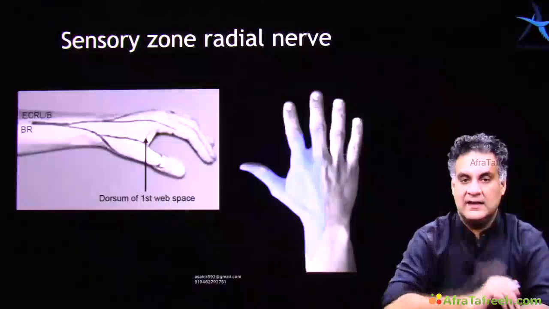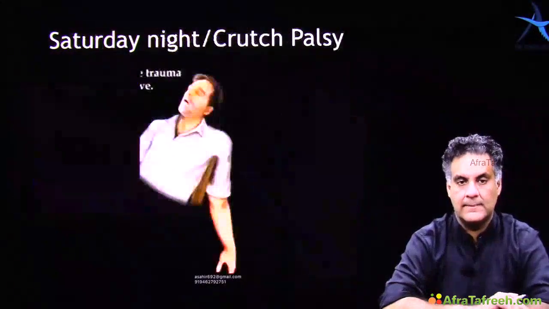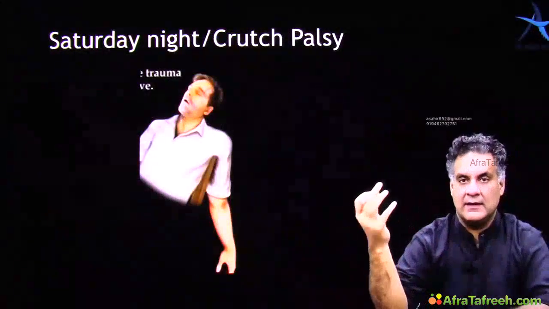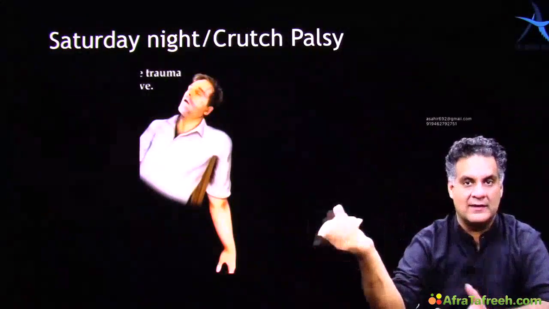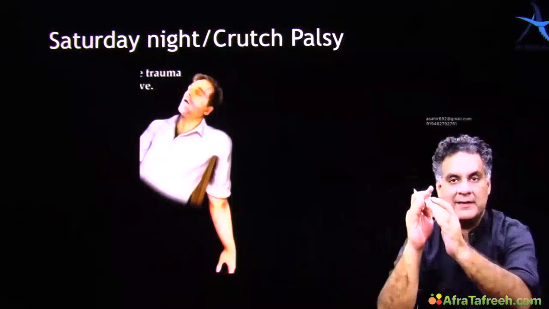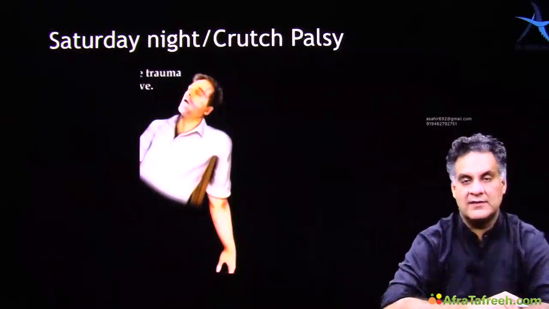This is the sensory area for the radial nerve. Radial nerve palsies can occur in Saturday night palsy, crutch palsy, or honeymoon palsy, where the nerve is compressed against the bone with sustained pressure.